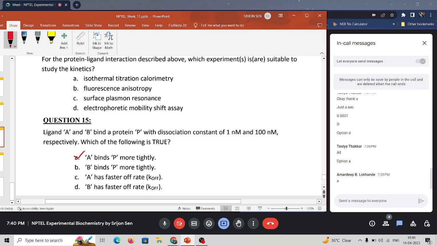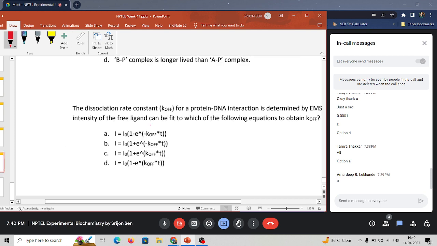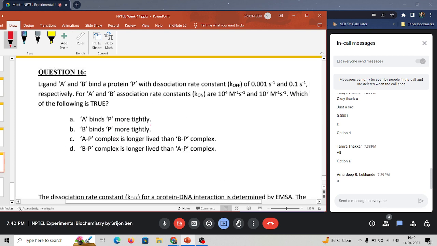Okay. Next question. Question number 16. Ligand A and B bind a protein with a dissociation rate constant, that is K off, of 0.001 second inverse and 0.1 second inverse. For A and B, association rate constants K on are 10 to the power 4 mole inverse second inverse and 10 to the power 7 mole inverse second inverse. Which of the following is true?